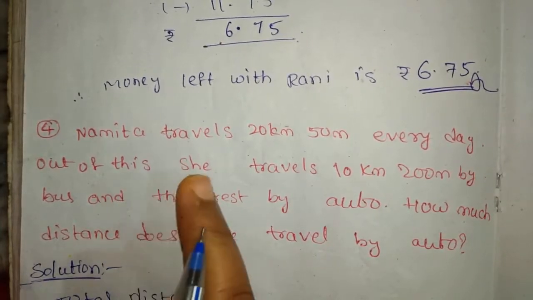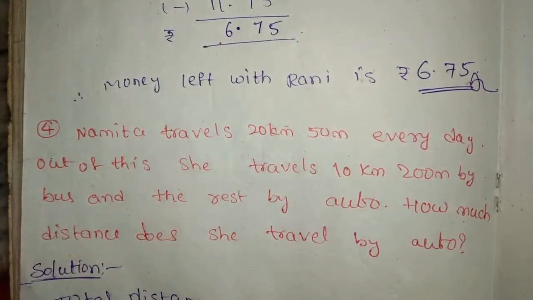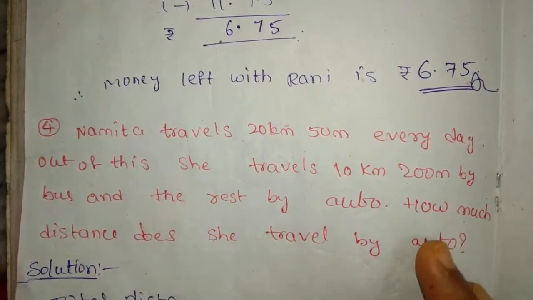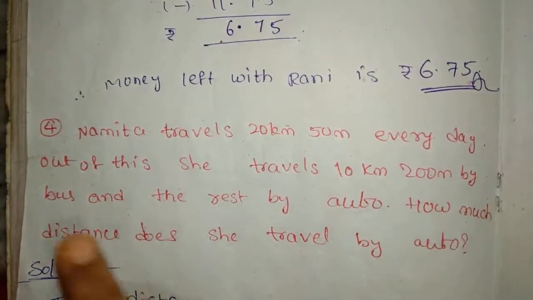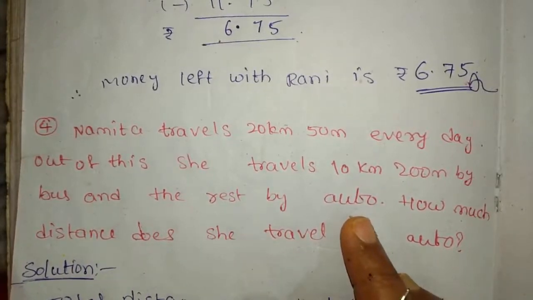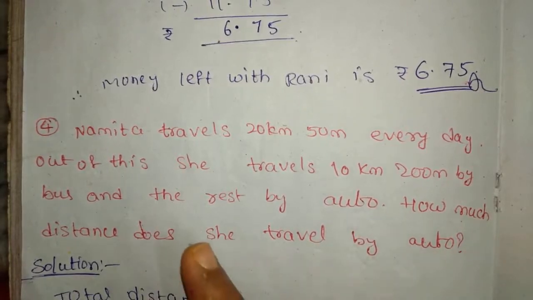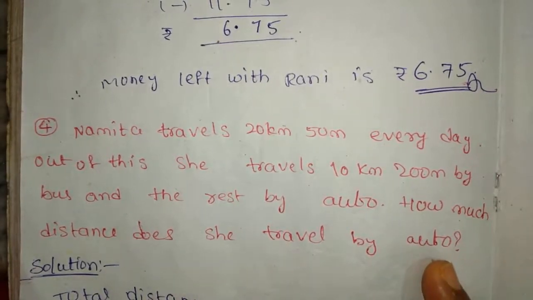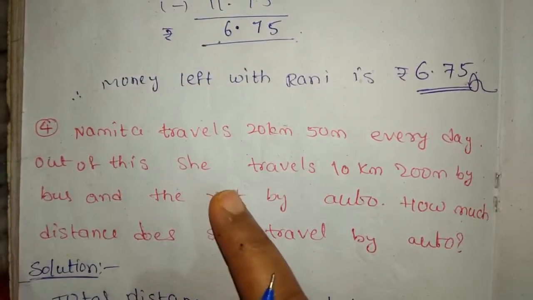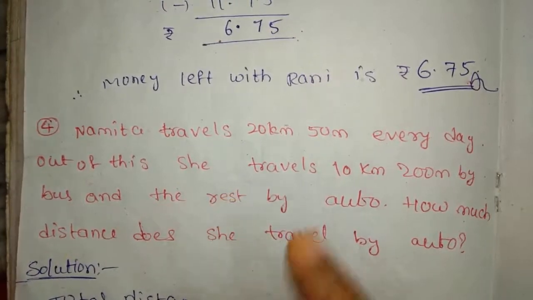Okay. Now, let us see the next question. That is, Namita travels 20 kilometers 500 meters every day. Out of this, she travels 10 kilometers 200 meters by bus and the rest by auto. Now, how much distance does she travel by auto? Now, we find how much distance Namita travelled by auto.